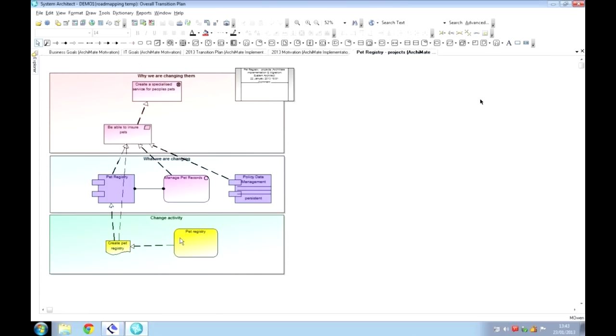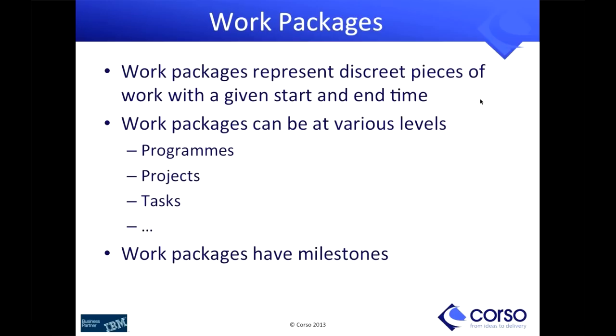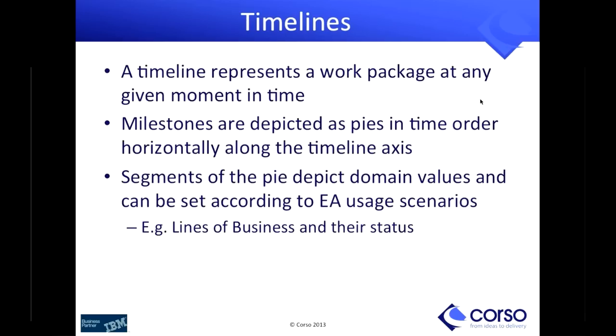As we mentioned before, work packages themselves are very important because they represent pieces of work with a given start and end date. Work packages can be defined at various levels, i.e. they can represent various things. Those things could be programs, projects, individual tasks, or individual work items. The nice thing with ArchiMate is it doesn't define a project as such, but you can represent it with a work package. What we've also done is add the concept of a milestone to a work package. So as you're defining your unit of work, you can also set milestones that you want to reach or hit over time. That's quite important because it means we can have milestones with a start and end date.